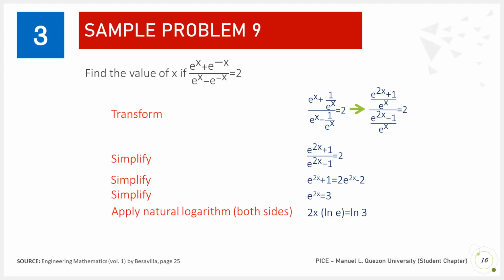So 2x multiplied by 1. So we have 2x is equal to the natural logarithm of 3. So yung final answer natin is x is equal to 1/2 multiplied by the natural logarithm of 3. Kaya ako siya ginawang decimal para hindi lang siya magmukhang fraction or walang fraction dito sa ating final answer. Pero 1/2 multiplied by the natural logarithm of 3 can be the answer.